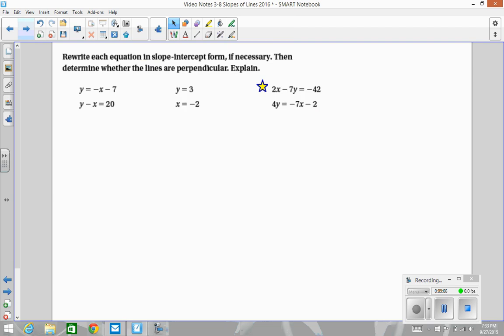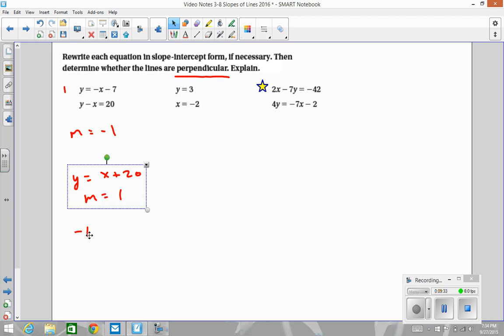We'll be looking. All right, so here are some more equations already set up, and so we're going to get them in slope-intercept form, and this time we're looking to see if they're perpendicular. So we're looking to see if their slopes are opposite reciprocals. The first one is already set up, so the slope of the first one there, the m was -1. If I solve the other one for y, y is equal to x plus 20. The slope there is 1. So -1 times 1 is equal to -1, and so therefore these lines are perpendicular.